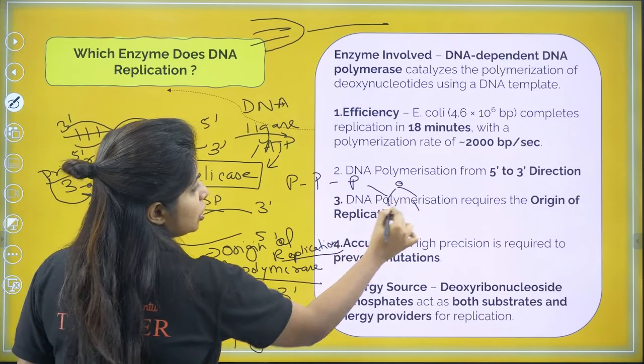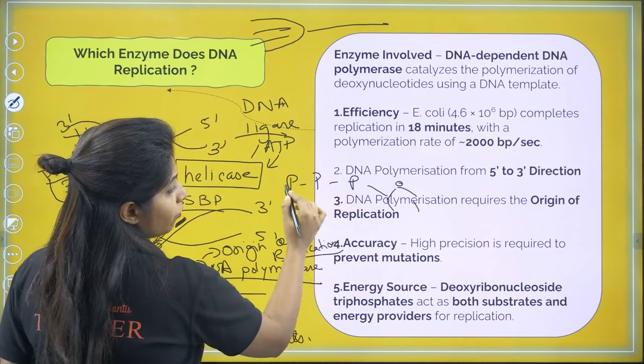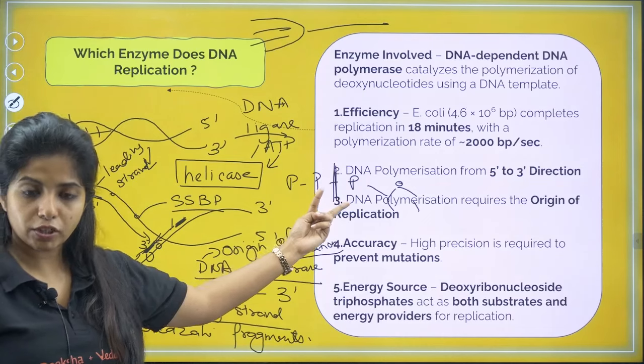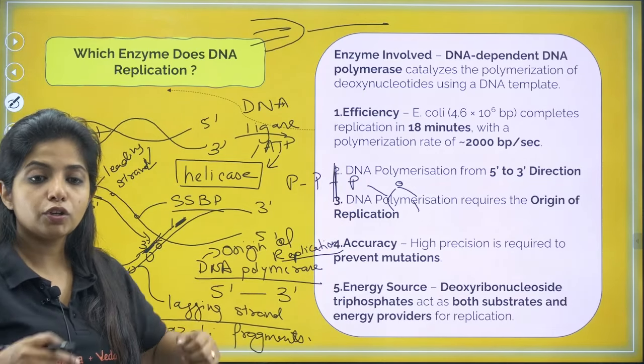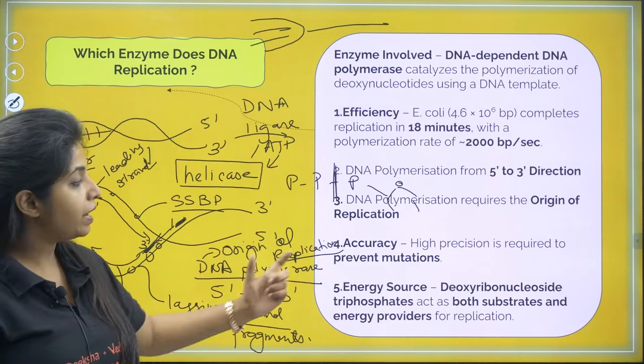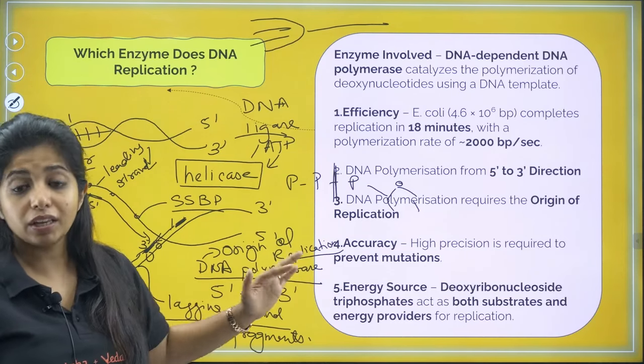In this pentose sugar, when the phosphate bond is broken, since three phosphates are together, there is so much energy released, and that is what drives the whole process. So these are the energy sources, and they are very accurate.